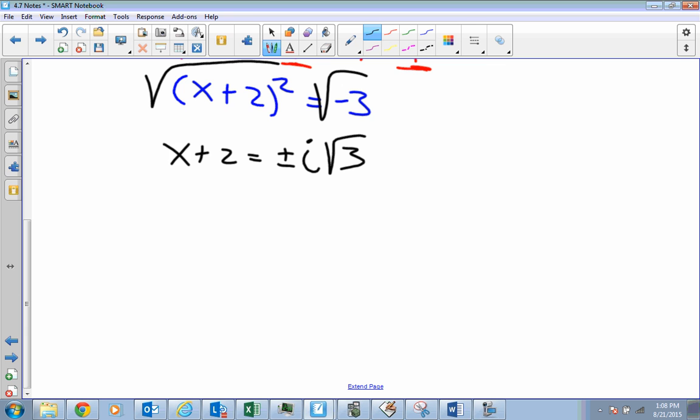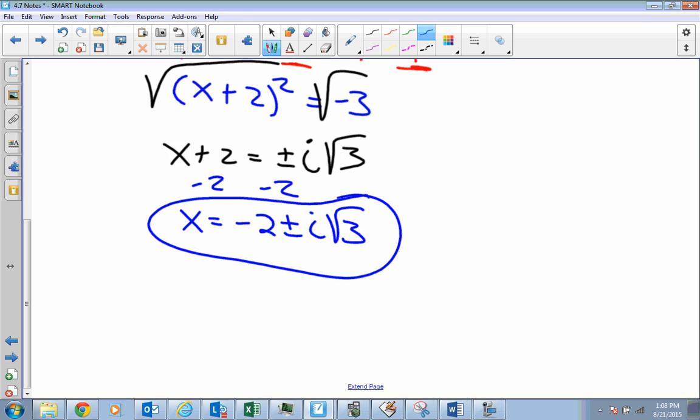Okay, you can't break down square root of 3, but you got to take that i out because you can't take the square root of a negative, so you have to have the i to represent that. Then you subtract 2, we get x equals negative 2 plus or minus i square root of 3. That shows that you can even solve quadratics by completing the square.